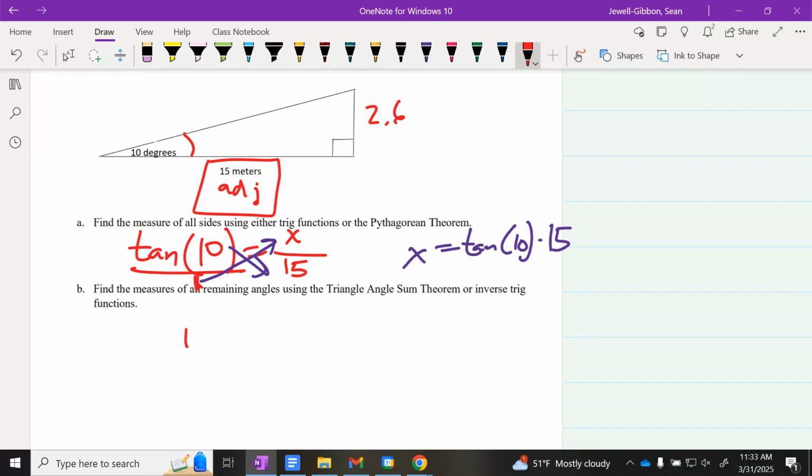So now that I have this side length, I can do Pythagorean theorem. So I can do 15 squared plus 2.6 squared equals c squared. If you add these guys up and take the square root, that is going to give you a hypotenuse of 15.23.